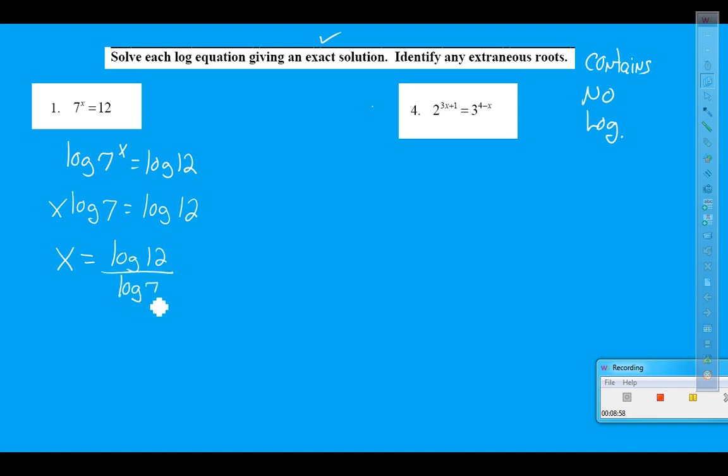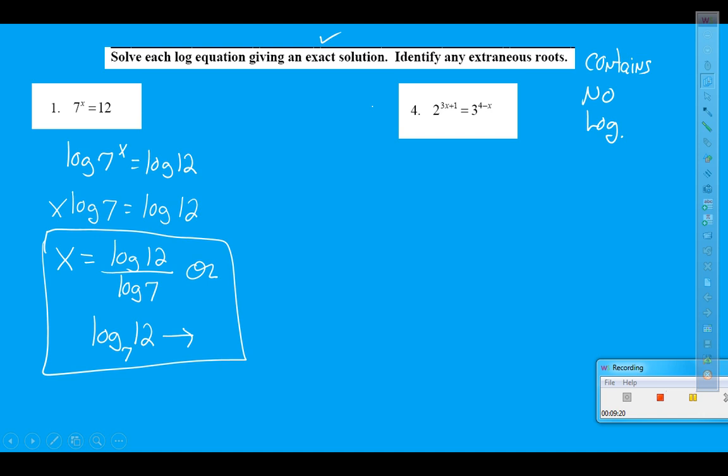So there's one way you might see your answer: log of 12 divided by log of 7. Or it could also be written like this: log base 7 of 12. This is probably the cleaner answer. On my answer key, I just showed you both of them. So there's the first one I'd like to do. If you will, drop down to number 4 if you would.